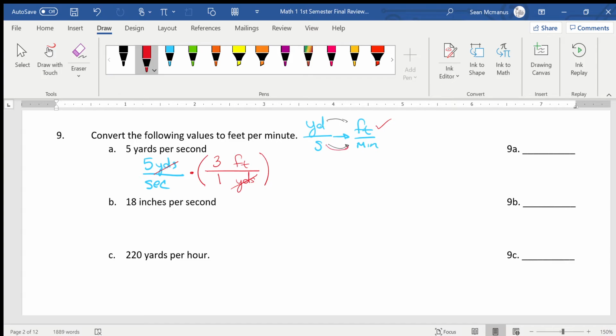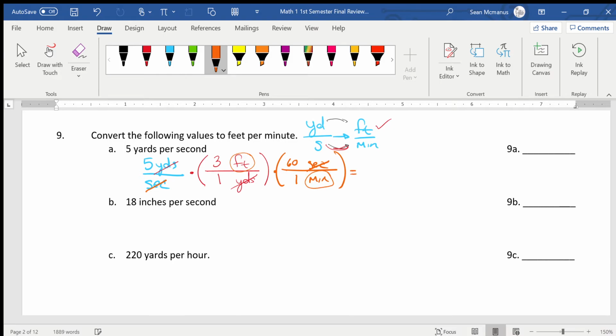but I need to make my seconds go to minutes. So I'm going to do another conversion factor where my seconds are going to become minutes. And I know that 1 minute is 60 seconds. Right? So seconds and seconds, the units cancel out, and now I'm left with feet on top and minutes on the bottom, which is exactly what I want for my units.